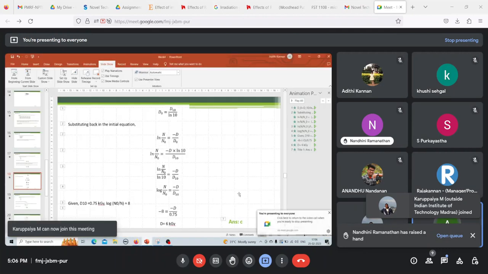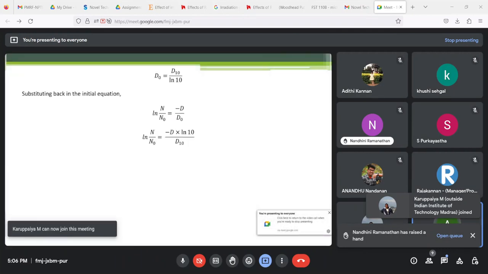Is this clear? Any part that needs to be repeated again? What is D10 and all? I'm just calculating what is D naught in terms of D10 and substituting it back into the first equation.